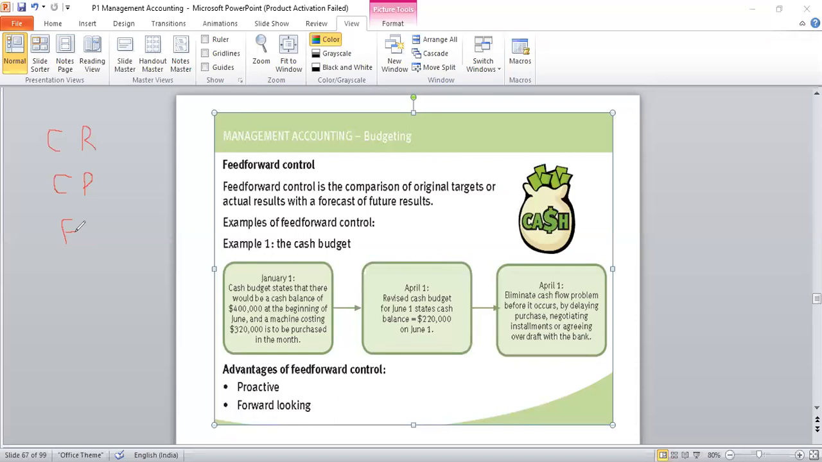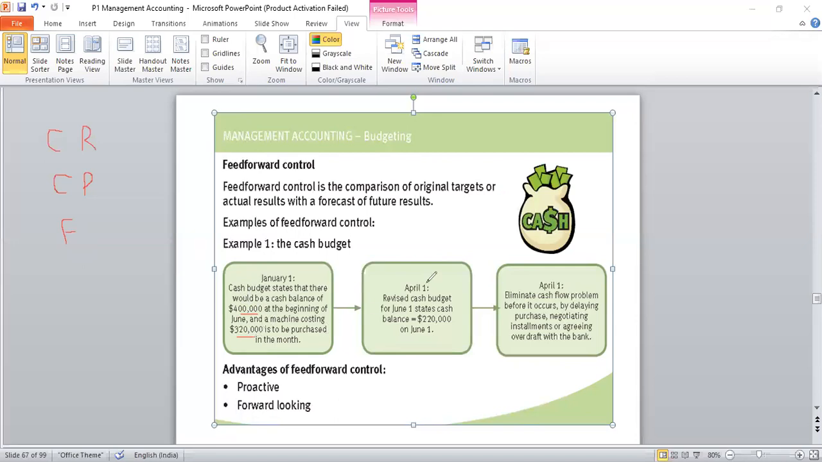Forward looking, feed forward control. Here, in the example they talk about, on January 1, what are they anticipating? A cash balance of 400,000 at the beginning of June. That is what they are anticipating, and they would also be purchasing a machine costing 320,000 during that month.